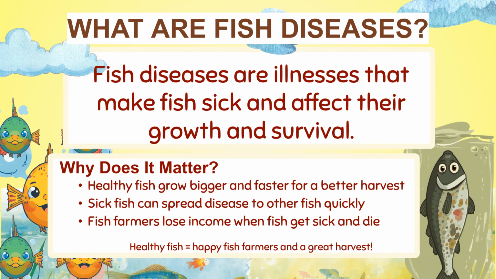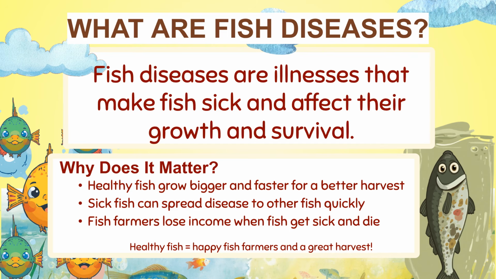Now, let's learn about fish diseases. Fish diseases are illnesses that make fish sick and can affect their growth and survival. But why does this matter? First, healthy fish grow bigger and faster, which can lead to a better harvest. Second, sick fish can spread diseases to other fish quickly, especially when they live together in ponds or tanks. And third, when fish become very sick or die, fish farmers can lose income. That is why preventing fish diseases is very important in aquaculture.